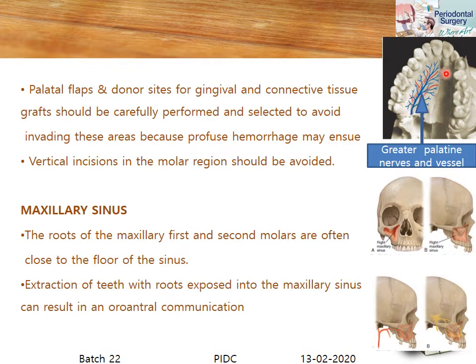So you can see the greater palatine nerves and vessels emerging from the foramen towards the incisive canal. Proper care must be taken when we are going in for graft procedures in relation to these areas. Vertical incisions should be avoided in these areas. Apart from that, you have another anatomic structure in the maxilla, that is your maxillary sinus. The roots of the first or second molars open into the floor of the sinus, and therefore extraction of teeth with roots exposed into the maxillary sinus can result in an oroantral fistula, oroantral communication. So proper care should be taken.